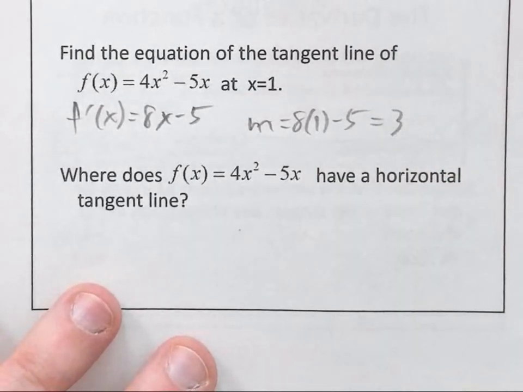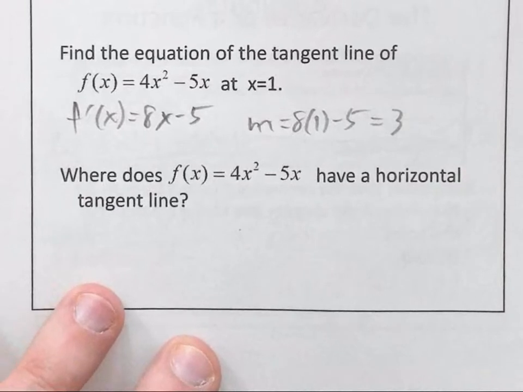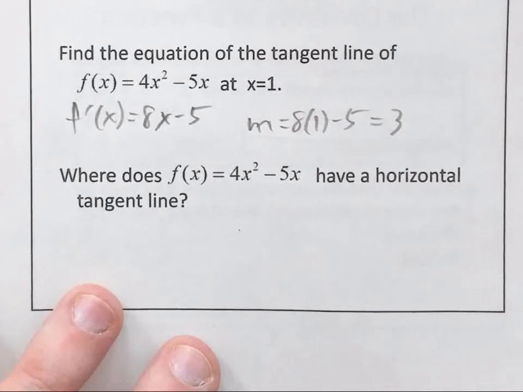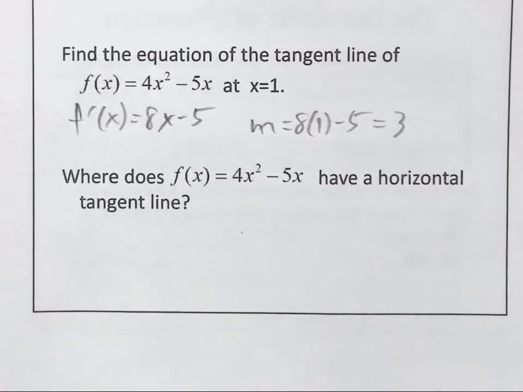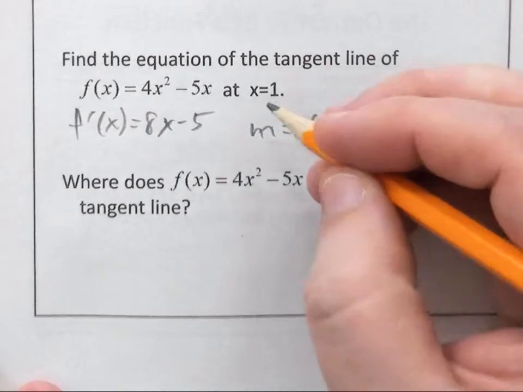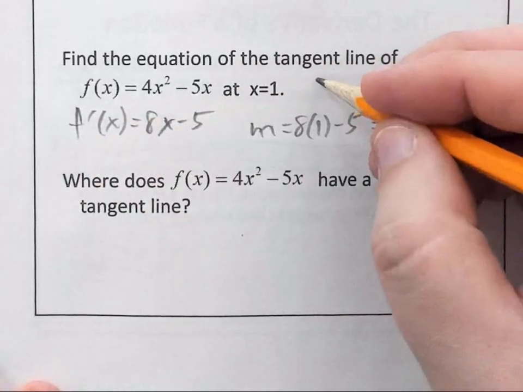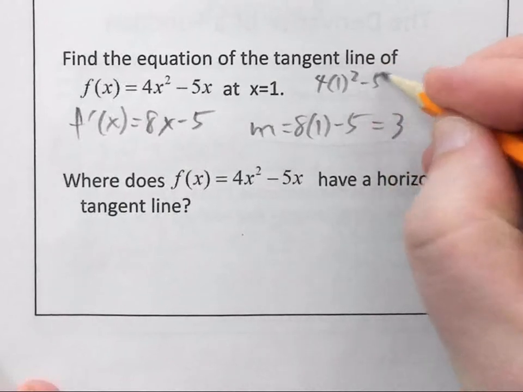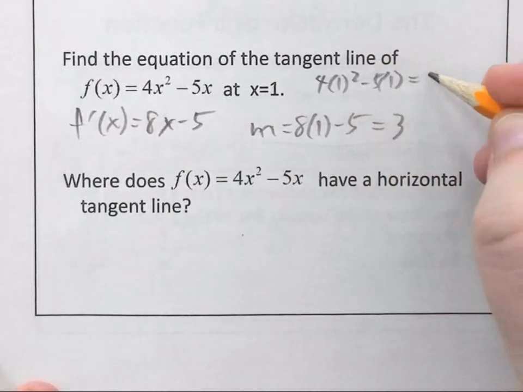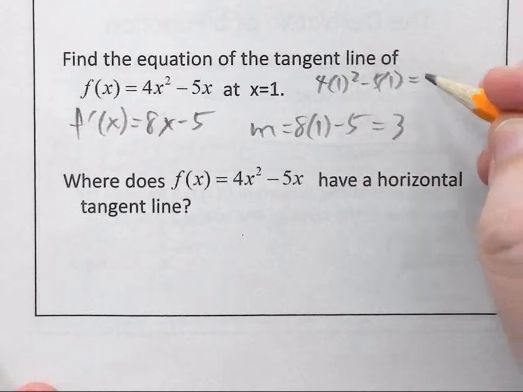What else do you need? The y-intercept potentially. Can I get that from what I have here? Not directly. Well, when you put x in the equation, what would that give me? Yeah, it'll give me the ordered pair. So I need the y value here. So I'm going to put 1 into the original equation as well. So 4 times 1 squared minus 5 times 1 gives me negative what?